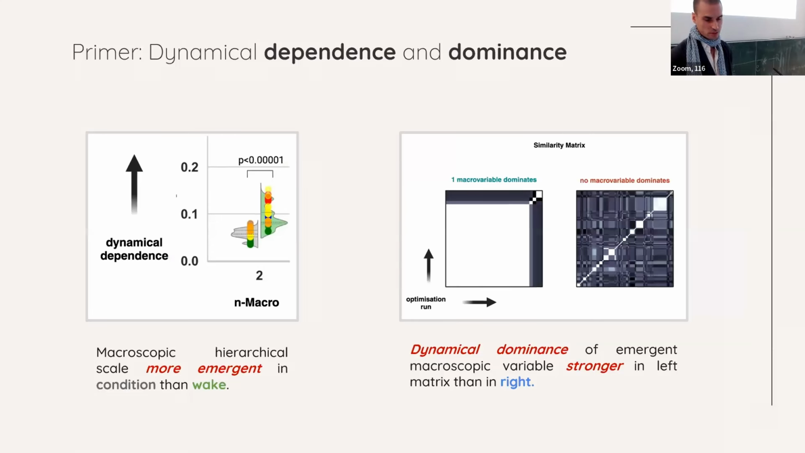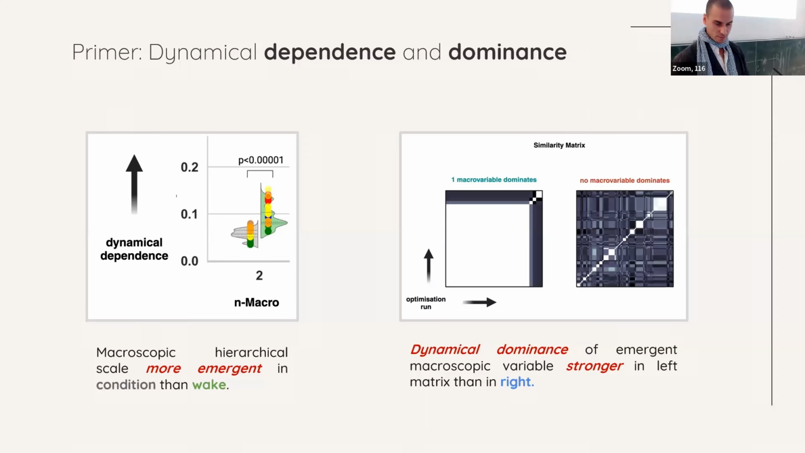This is the atlas that I used for source reconstruction. Before diving into the results, I think a quick refresher on how I assess dynamical dependence and this idea of structure or dynamical dominance of N macros at their respective scales might be quite useful. So we compare the minimal dynamical dependence values obtained during all optimization runs across different conditions. For instance, this figure should show that the gray condition has lower dynamical dependence than the green condition at the scale of N. And this suggests that the macroscopic variables on the higher order scale are more emergent in the gray condition than the green, okay? Because the dependence is lower.